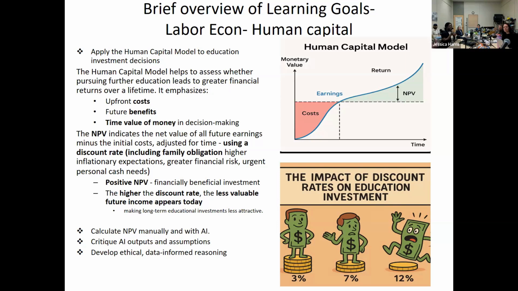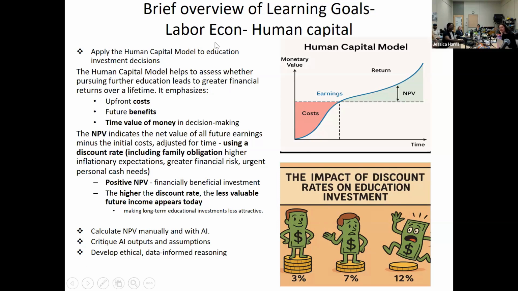So if you let AI do the work for you, it's not going to take into consideration your personal situation kind of, right? So you want a positive net present value so that you would invest in education. The higher your discount rates, the less valuable future income is going to appear today, so that this long-term education investment looks less attractive. So I use AI to generate that picture there. So at 3%, you look really happy, 7%, and then 12%. And my kids were laughing so badly because this looked funny, right?